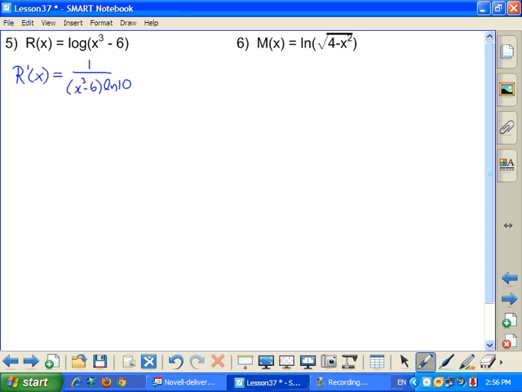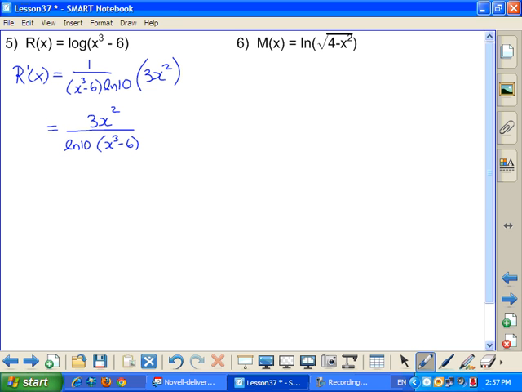And then we have to multiply this fraction by the derivative of what's inside the argument. So we'd end up with 3x squared. Now I'm going to take it one step further just to put it all together. So the end result would be 3x squared on top, divided by ln 10 times x cubed minus 6. And you can leave it in that first line. I just wanted to show that the derivative of the argument does end up in the numerator.